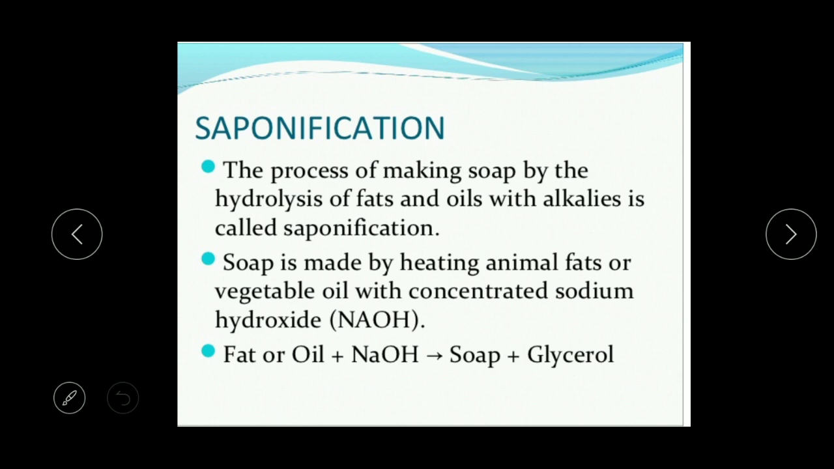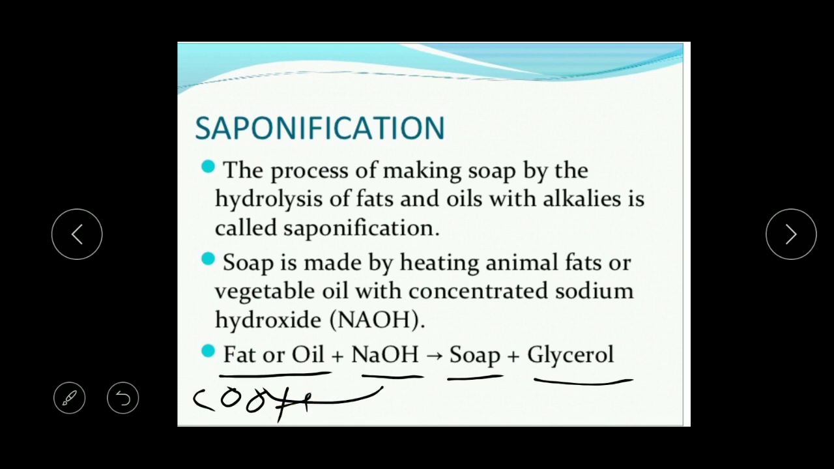Saponification is the process of making soap by hydrolysis of fats and oils with an alkali. Concentrated sodium hydroxide reacts with the fats or oils and easily forms soap plus glycerol. The fat or oil contains the carboxylic group COOH, and when it reacts with NaOH it forms COONa, the ionic part group.